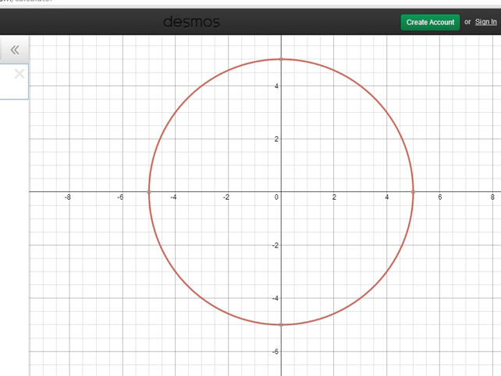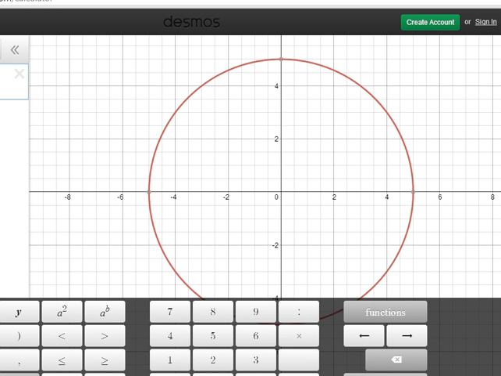But here's the next thing I want to talk about, and hopefully you remember it from geometry. Let's move this thing. Let me put my x's and y's in parentheses here.